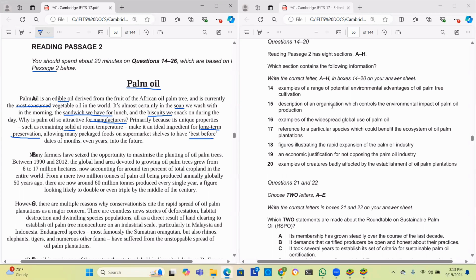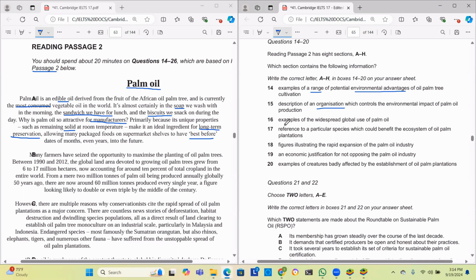Okay. So, examples of a range of potential environmental advantages of palm oil tree cultivation. Guys, did we read anything like this? A range of potential environmental advantages of oil palm tree. Did we read? No, I did not read any environmental advantage. Next, description of an organization which controls the environmental impact of palm oil production. No, I did not read about any organization here, right?